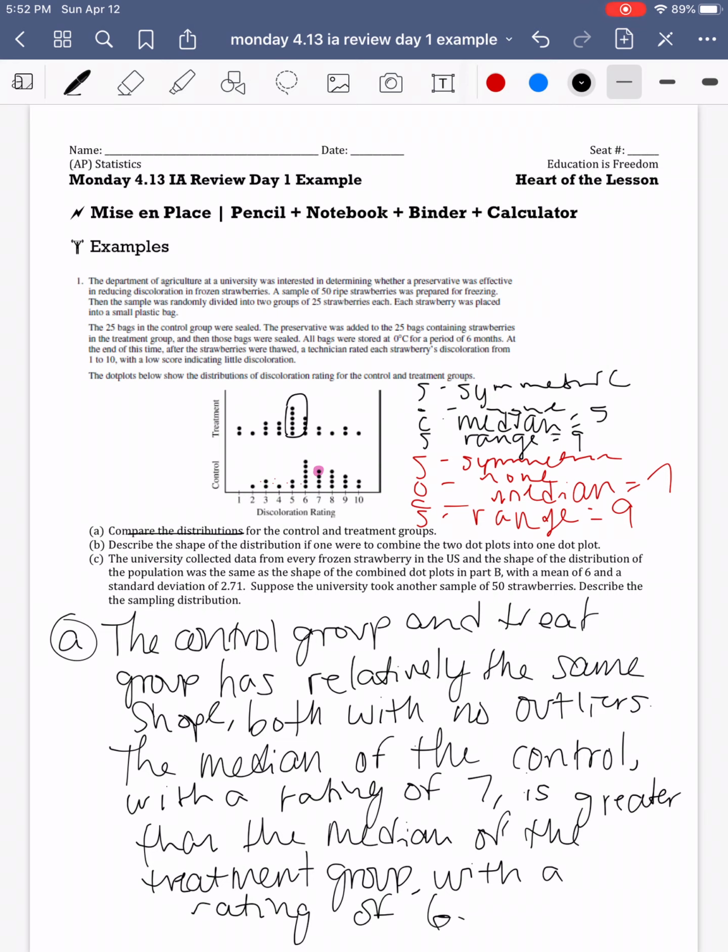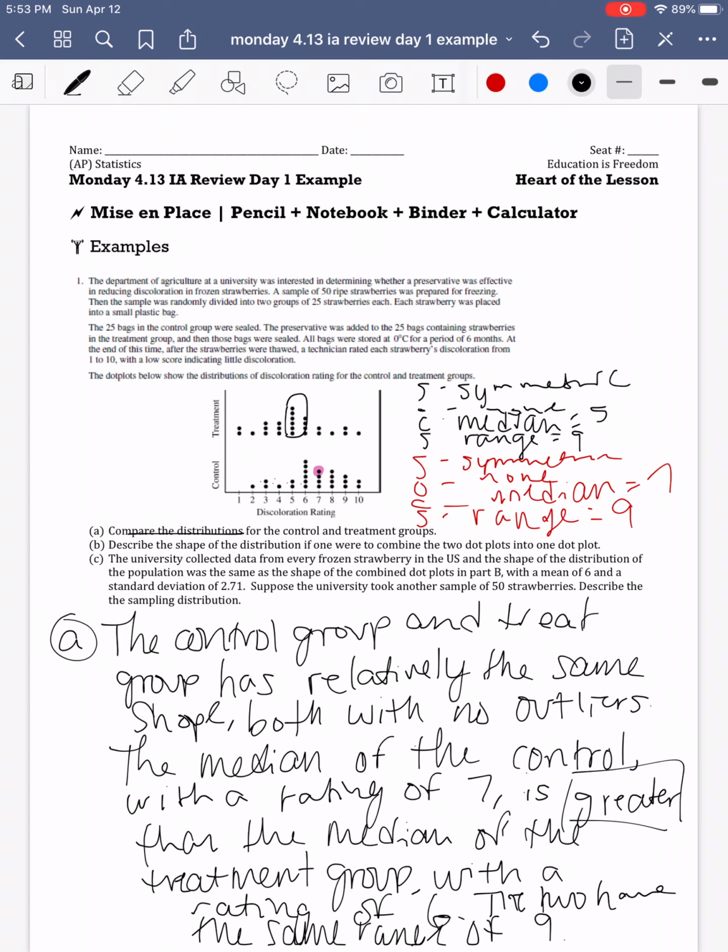So again, we are comparing these, so this greater here is really key in the comparison aspect. And then we can say the two have the same range of 9. Okay, so we've listed every aspect here. So again, make sure we are comparing. So what is similar between them, what is different, and how is it different? So the only thing that was really different here was the median, and we specifically use the word greater than.